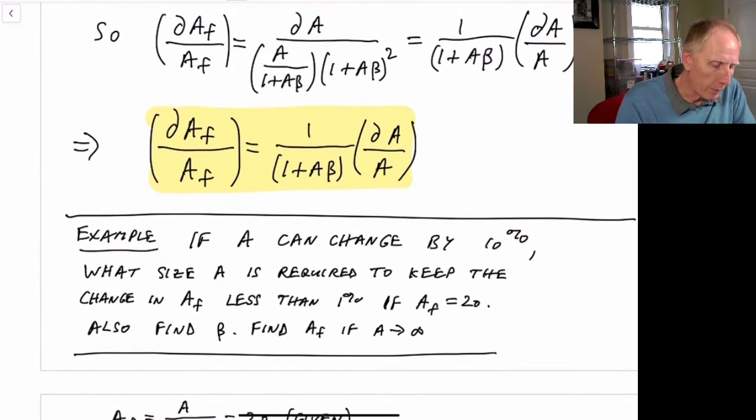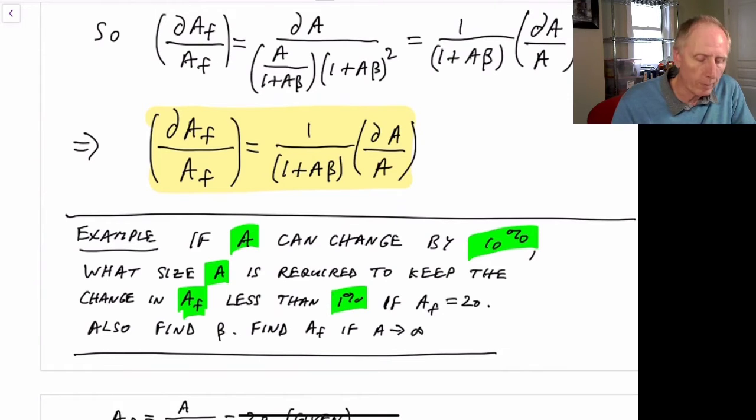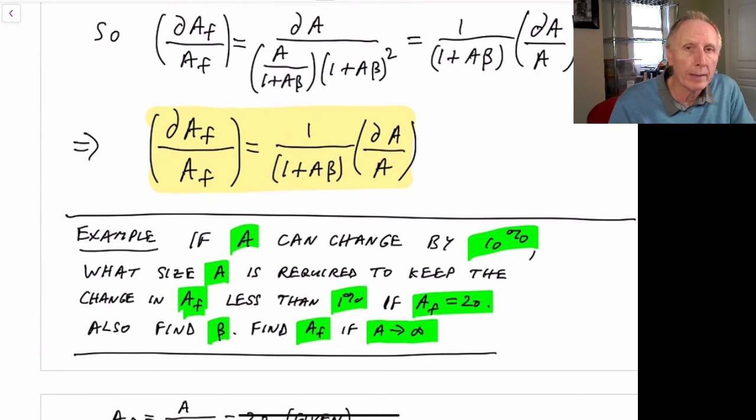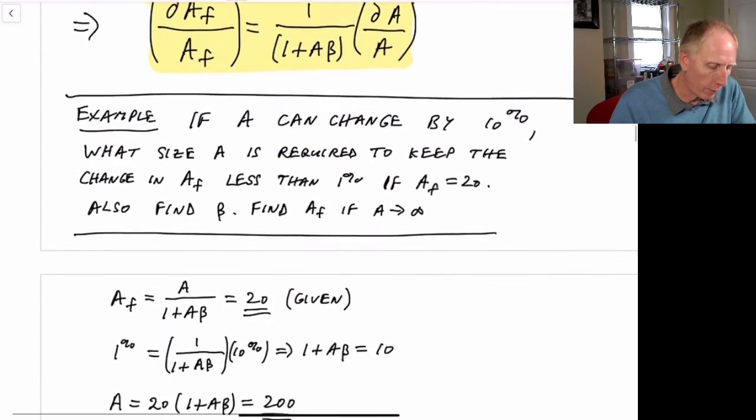So, as an example, if A can change by, let's say, 10%, what size value of A would be required to keep the closed loop gain change less than 1%? We know it's going to be reduced, assuming that the closed loop gain is equal to 20. Also find the beta and also find the closed loop gain if A went to infinity. So if A changed, instead of by 10%, changed immensely, so went all the way to infinity, how much would that change the closed loop gain? So let's start off with the first part.